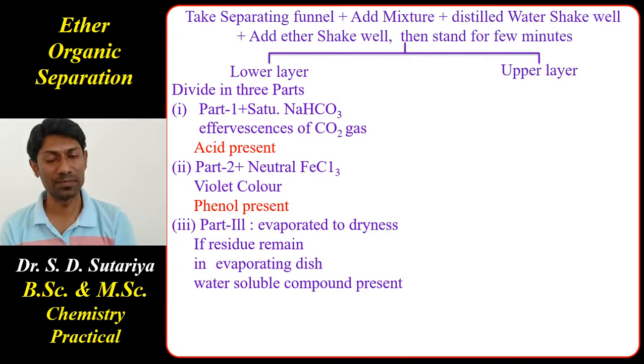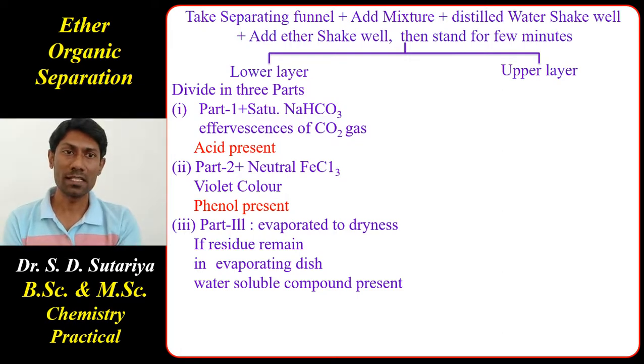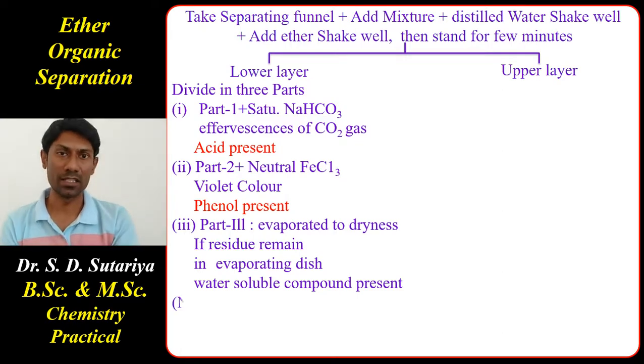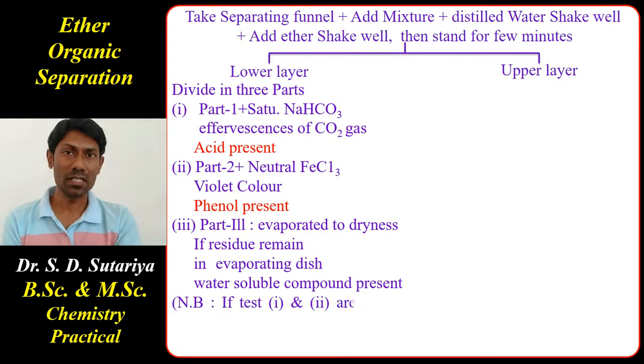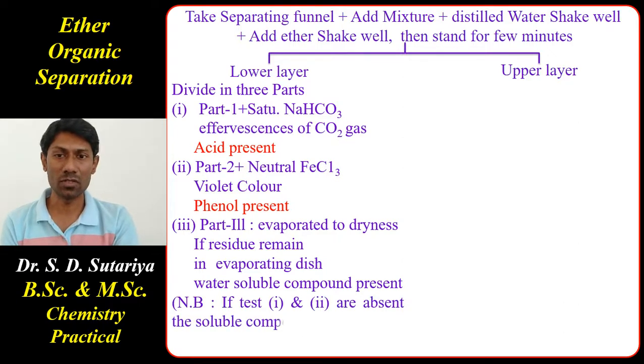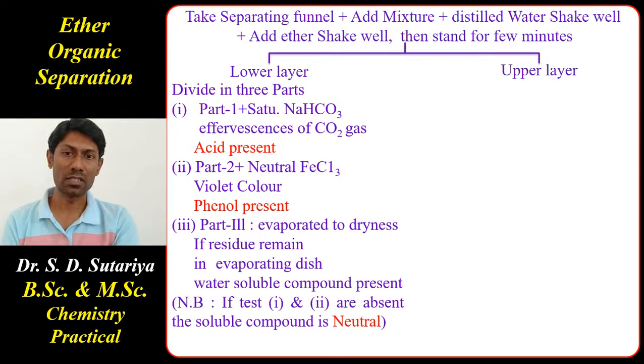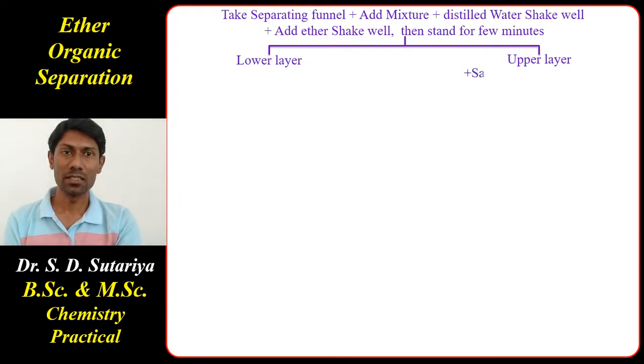It's now clear. Okay, let's start with the upper layer. This is the organic layer. I am talking about this one. If test 1 and test 2 are absent, then the soluble compound is considered a neutral. Okay, this is the upper layer.